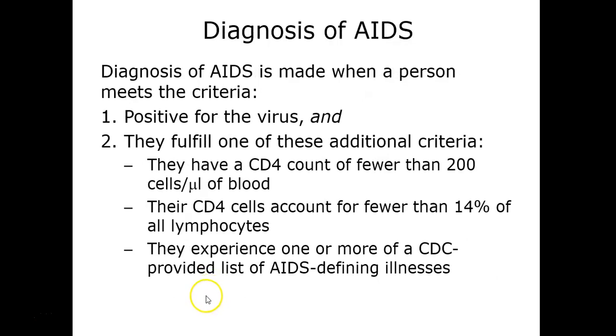Diagnosis occurs with the following criteria. The person is obviously positive for the virus, and they have one of the following. Either their CD4 count is below 200 cells per microliter in their blood, or your CD4 cells account for less than 14% of all of your lymphocytes, or you experience one or more of a list of illnesses that the CDC has deemed chronic for AIDS patients.